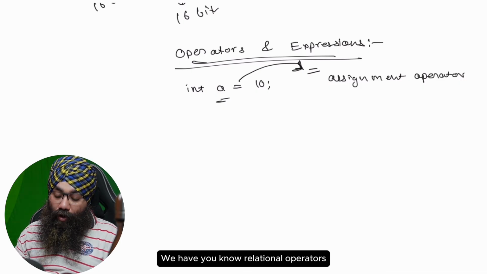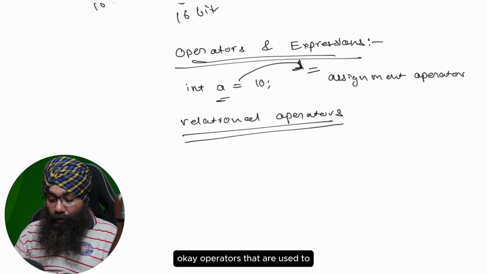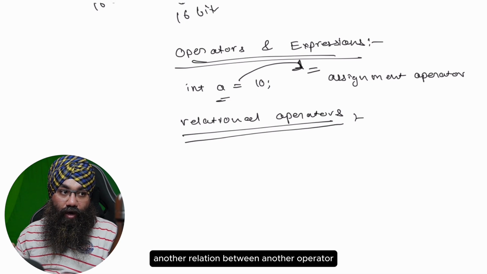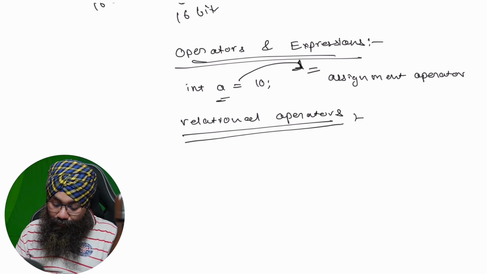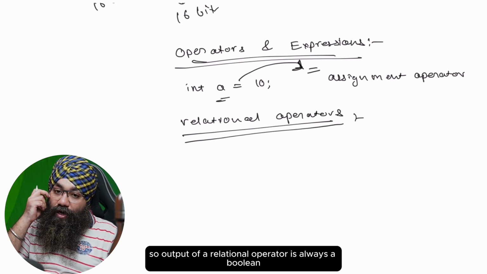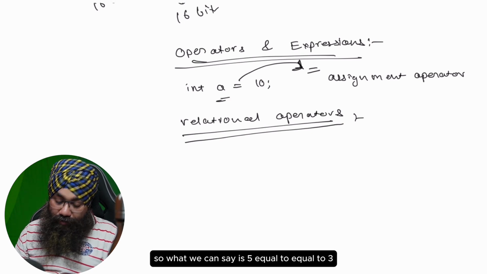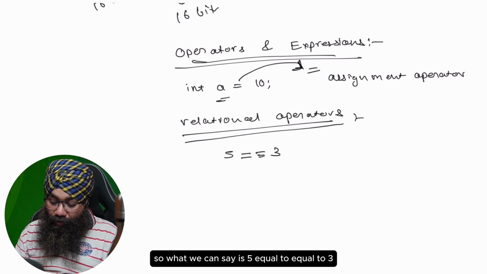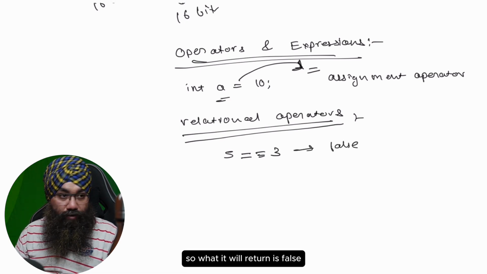We have relational operators. These are operators that are used to know the relation between operands. For example, the output of a relational operator is always a boolean, true or false. So what we can say is 5 == 3. What it will return is false.